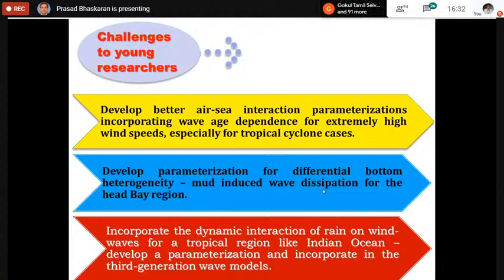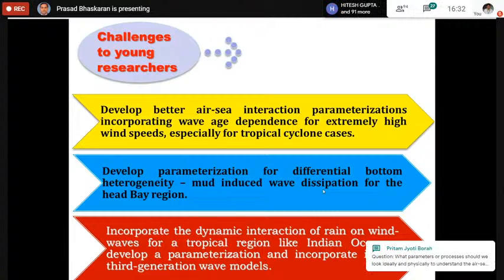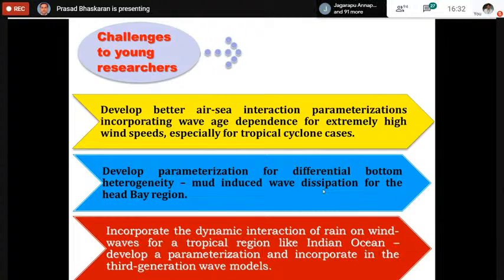We also need to see how we can develop better parameterization for the heterogeneity in the bottoms. Heterogeneity in the bottoms means, suppose you have a sandy bottom, your wave dissipation is different. If you have a muddy bottom, it is different. But today, if you see the wave model, the parameterization is only for sandy bottom. You have to make it more sophisticated. So this is one of the challenges in front of us. There are different types of things like this.